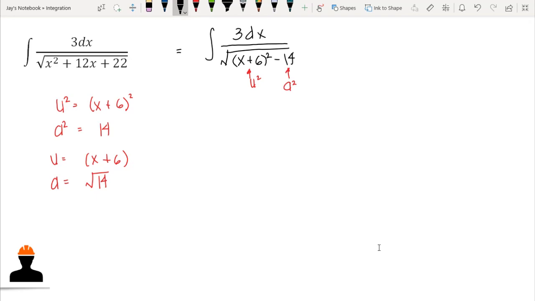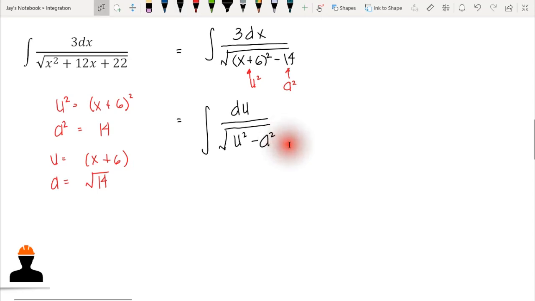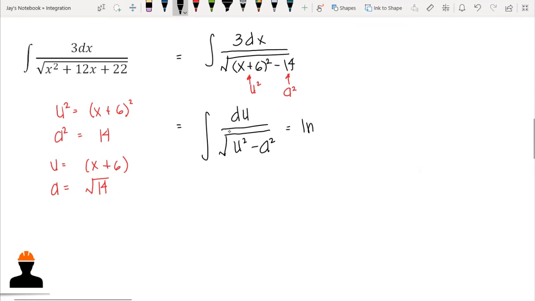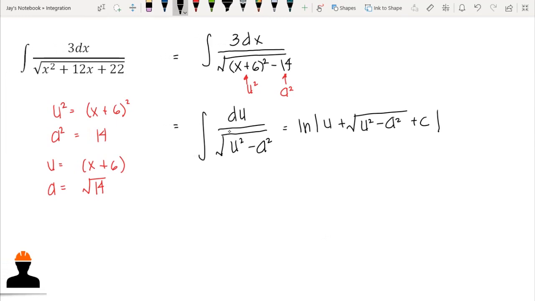Now it is the same with the integration rule, that is the integration of du over the square root of u squared minus a squared. So let's look at the list of the integration rules and find out which rule can be applied to this type of function. And then we have the first rule, that is du over the square root of u squared minus a squared, that is the natural logarithm of the absolute value of u plus the square root of u squared minus a squared, plus c. However, let's try to identify du first.